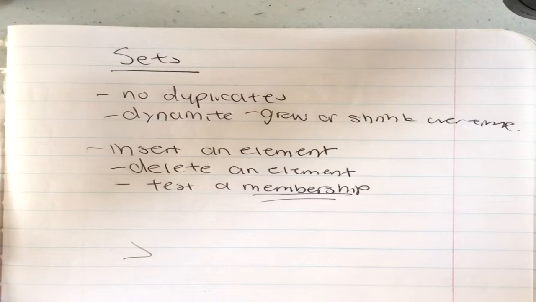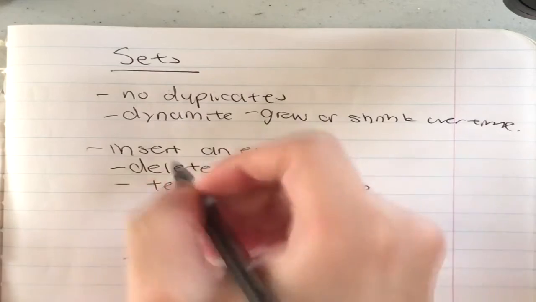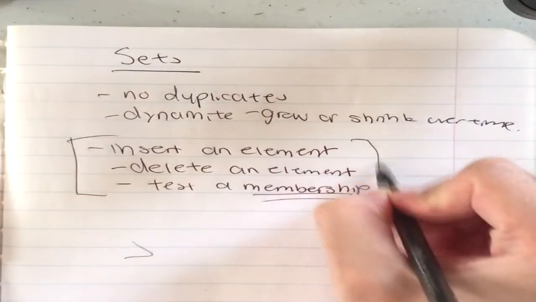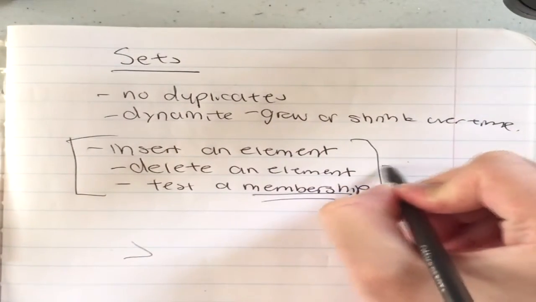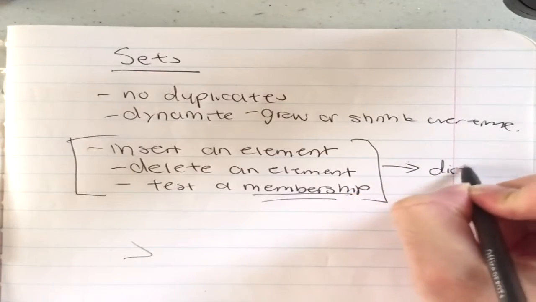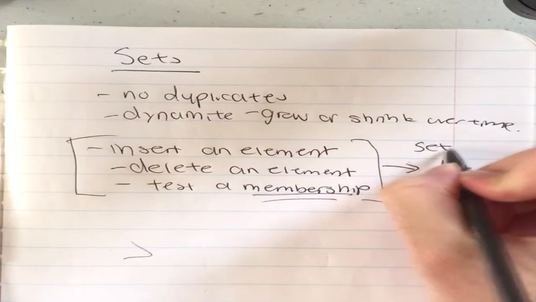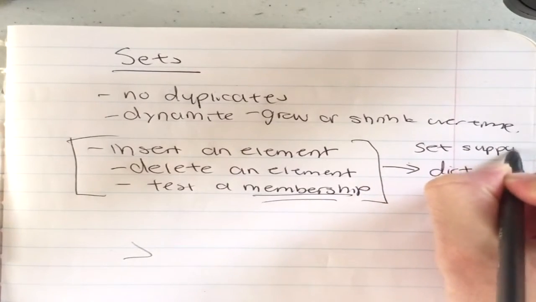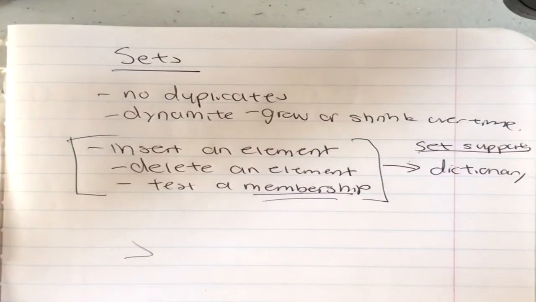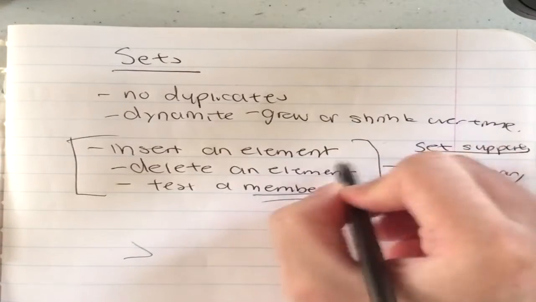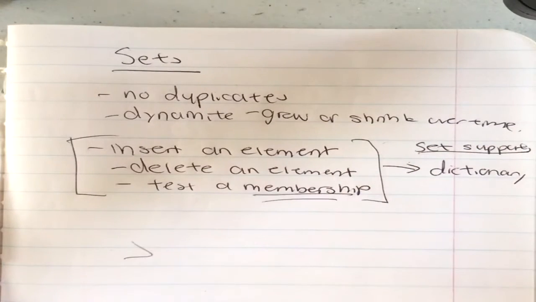So if a set supports all these operations, we call it a dictionary. Dynamic sets that support these operations are called dictionaries. Other algorithms have more complicated operations, which we'll introduce later on.